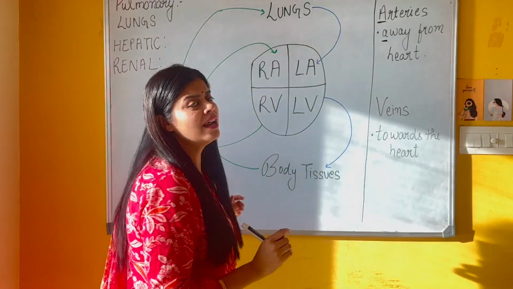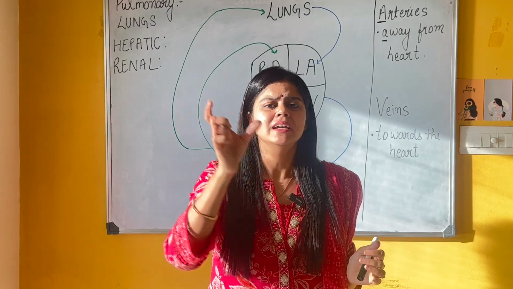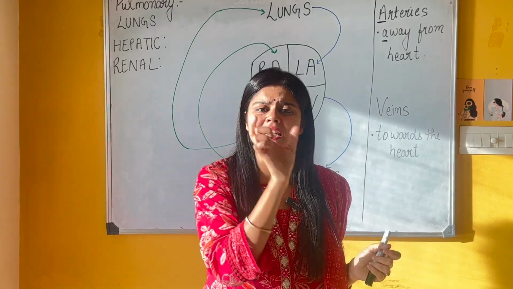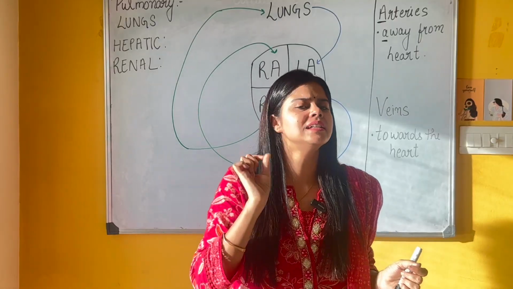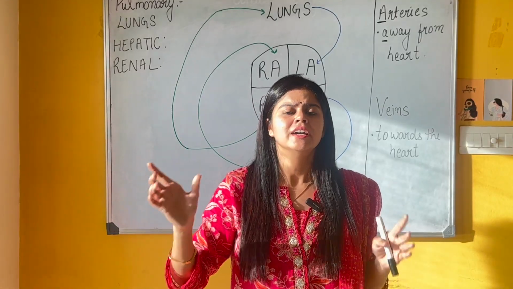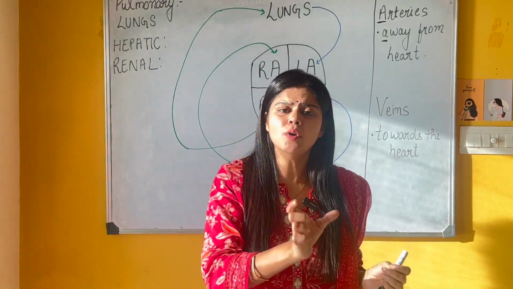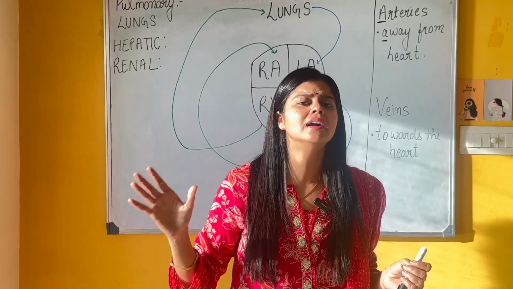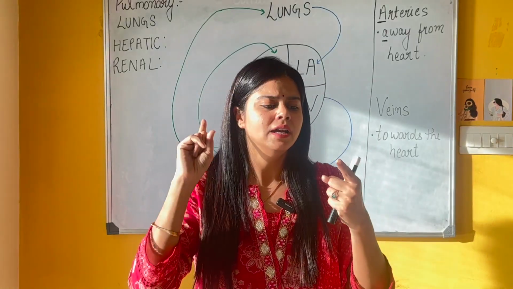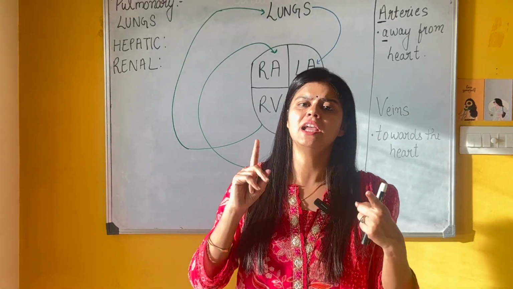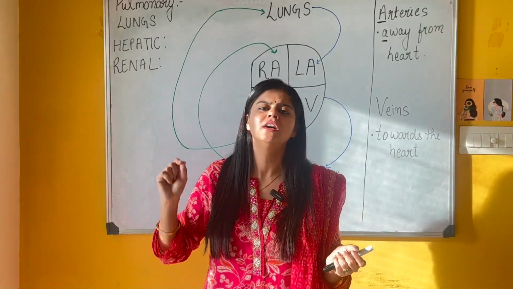Now there are a few terms which are associated with the organs of your body. Example, renal. In the excretory system, we have seen the word renal is associated with kidney. The word hepatic is associated with liver. Can you guess the word associated with lungs? The word pulmonary is associated with lungs. So renal is associated with kidney, hepatic with liver, and pulmonary with lungs.